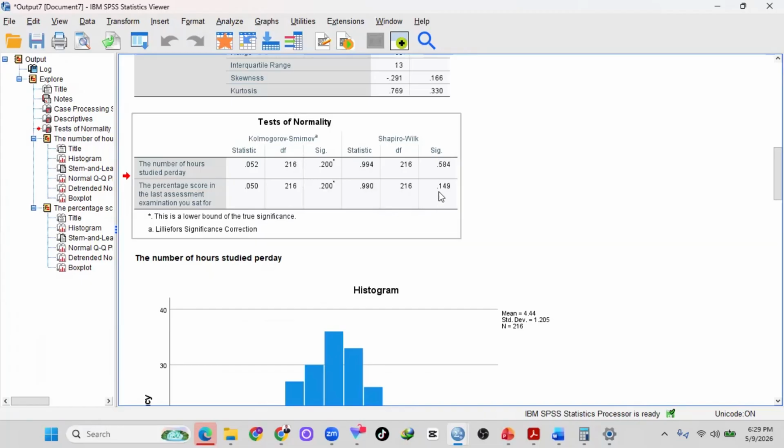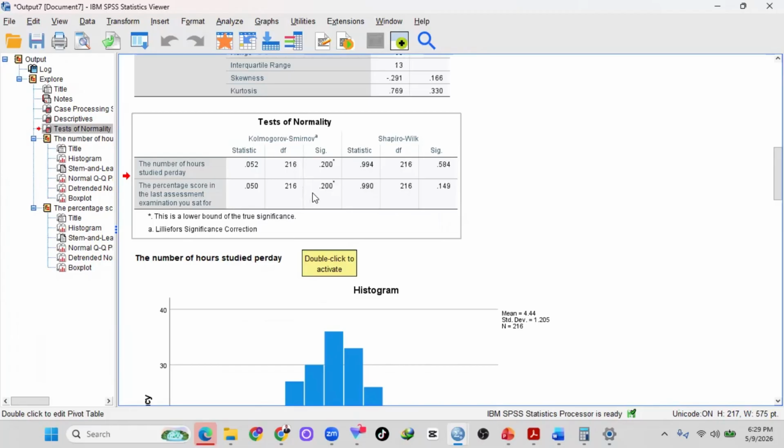The same thing happens to the percentage score. This is a dependent variable. You can see that we have 0.149. This one is still larger than 0.05. So it means that our data, according to the Shapiro-Wilk, is normally distributed. It is the same thing here with the Kolmogorov. So these are two tests of normality that help us understand if our data is normally distributed.